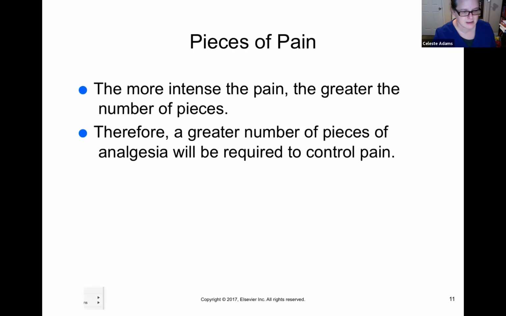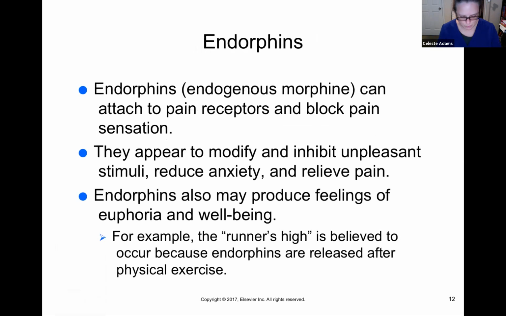Next, endorphins. So we're going to talk about endorphins and how that relates to pain. Endorphins is endogenous morphine. What does morphine do? It's a painkiller, it's a pain reliever. So endorphins is natural morphine that the body makes. Think of it like that. Endorphins are natural morphine, and can attach to pain receptors and block pain sensation.